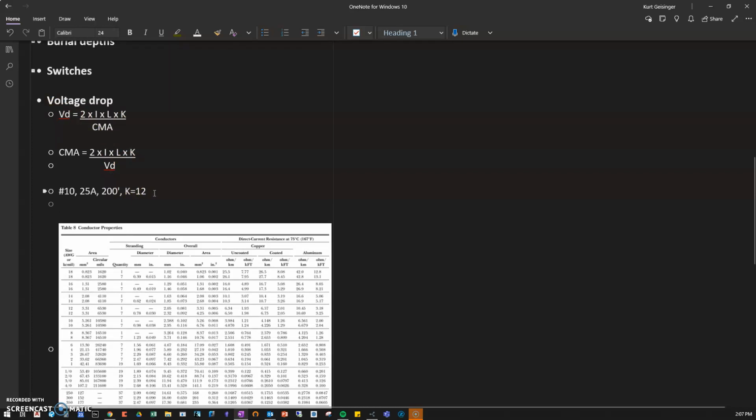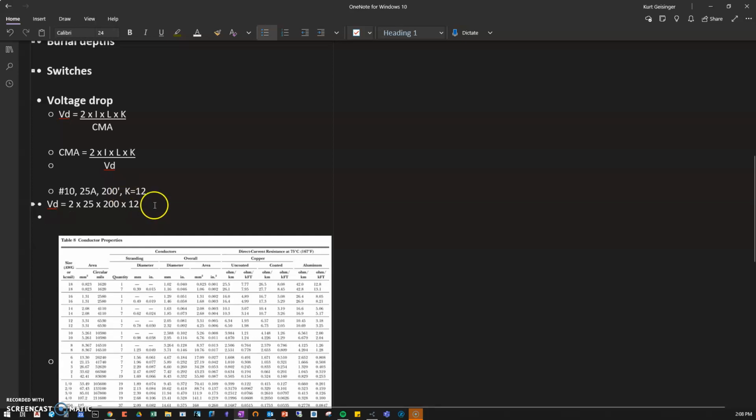So let's start filling it in. Again, we don't know VD, so that stays here. We're going to run a single pole circuit. Our amperage is going to be 25. Our length is going to be 200. Our K value is going to be 12. Then on the bottom here, let's get a little underline action going. We're going to divide by the CMA. So if I'm using a number 10, what's the CMA of a number 10? 10,380.